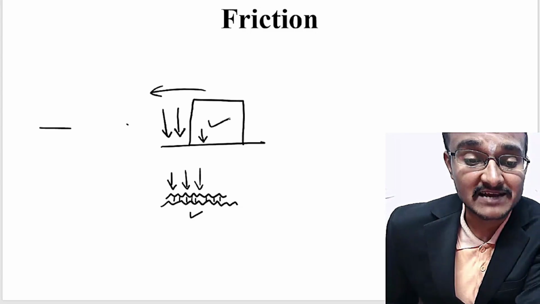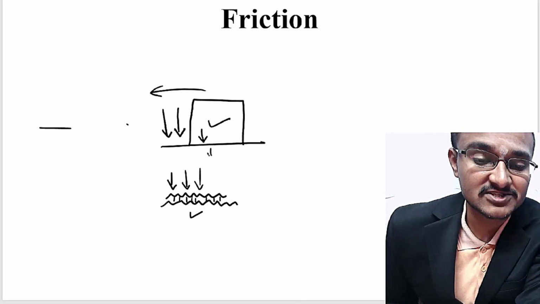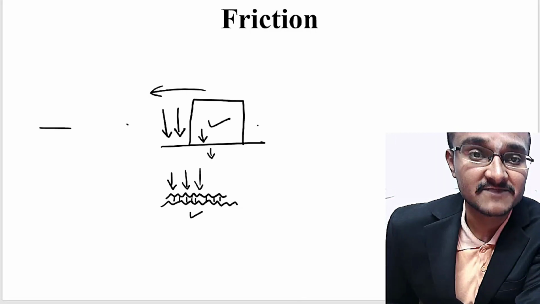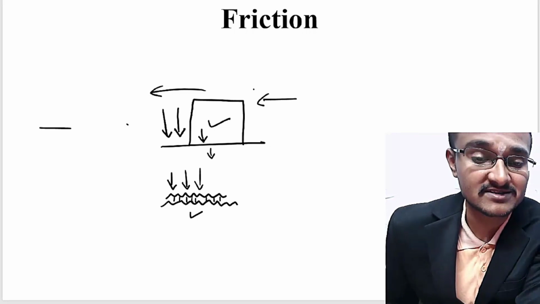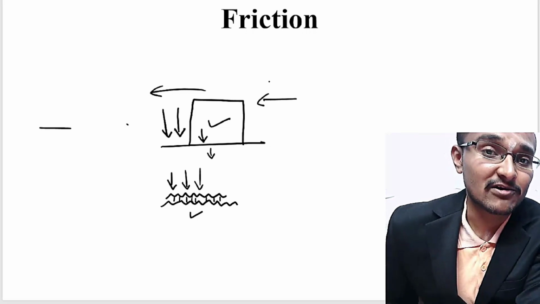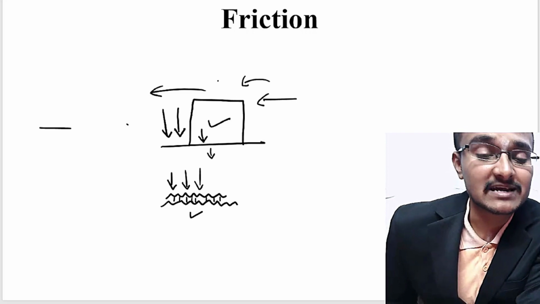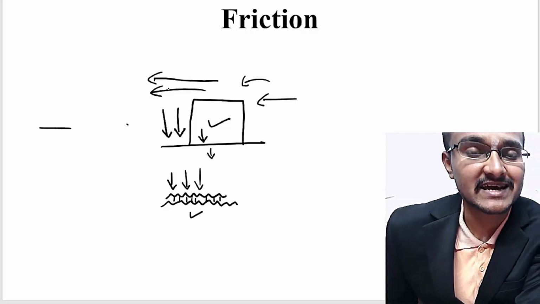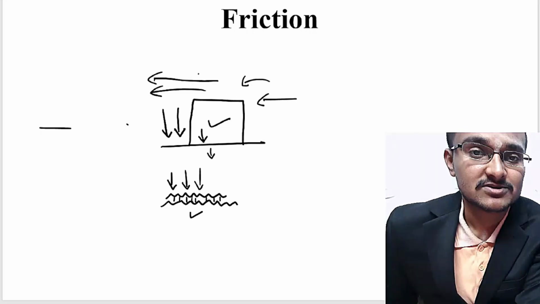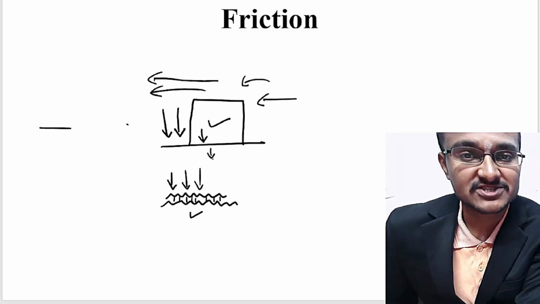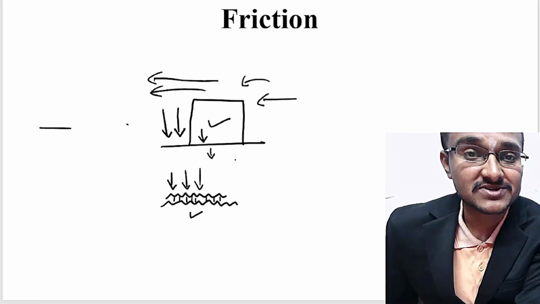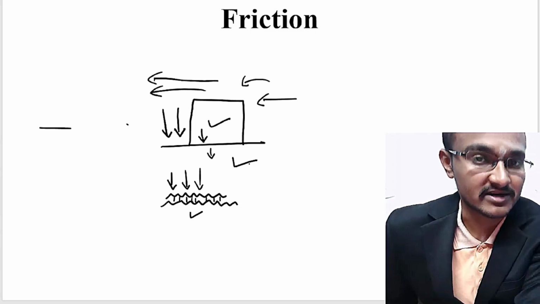At that time, to overcome the friction which is holding this object to this surface, we have to apply a lot of force. We have to spend a lot of energy to apply a lot of force to this object so that we can move it in the direction we desire. So in this case, you can see that friction is actually becoming an enemy for our work.